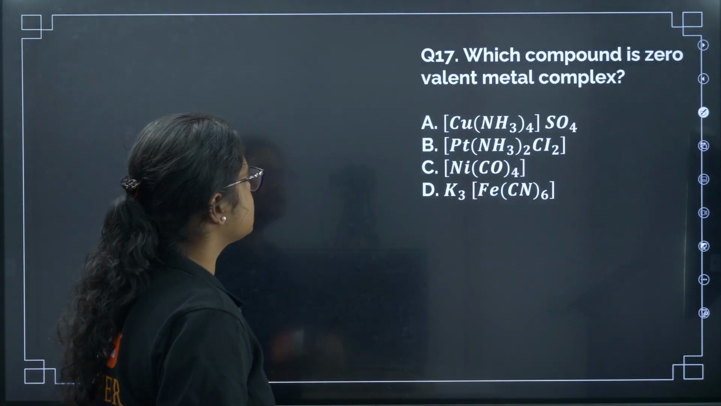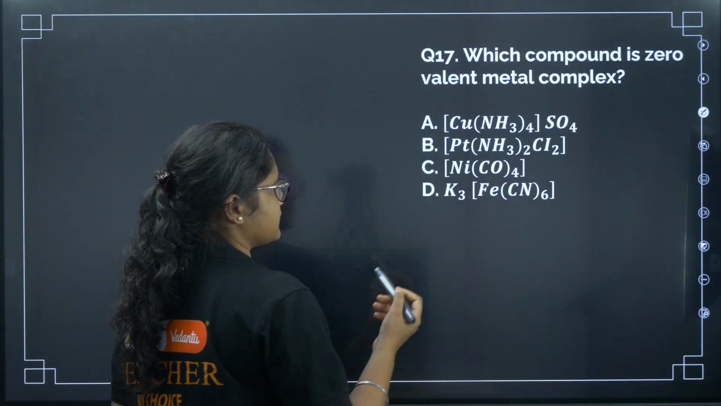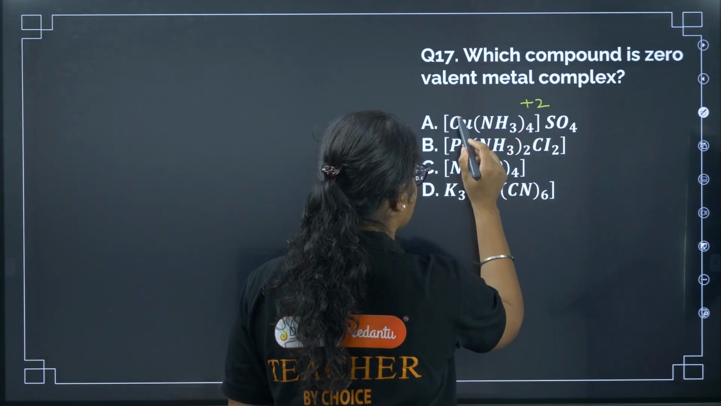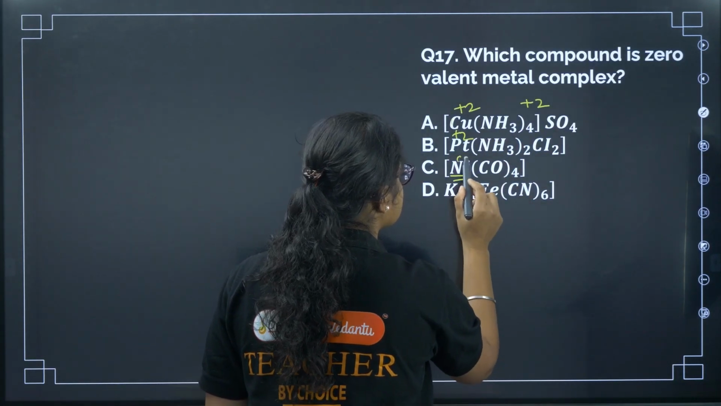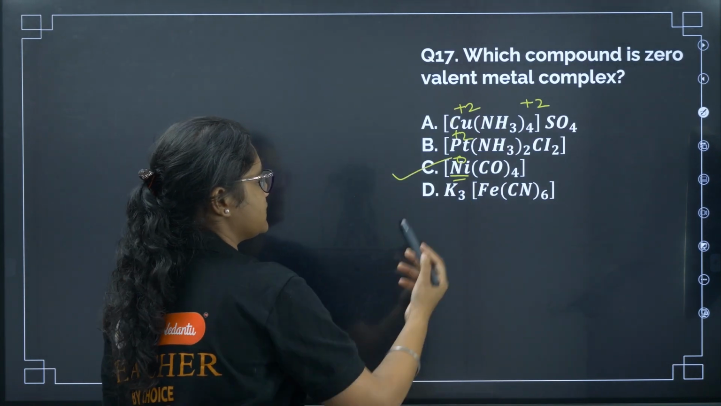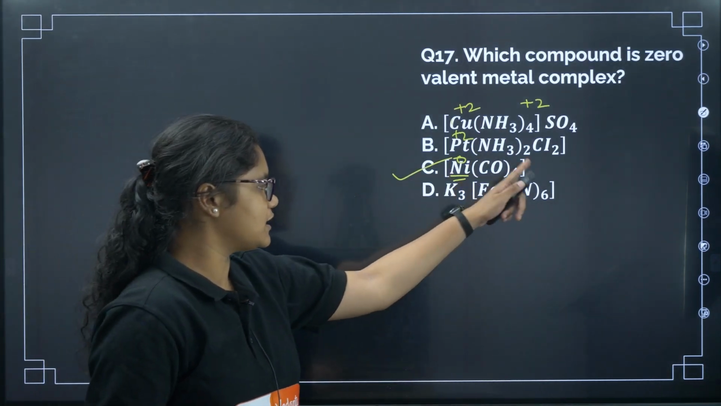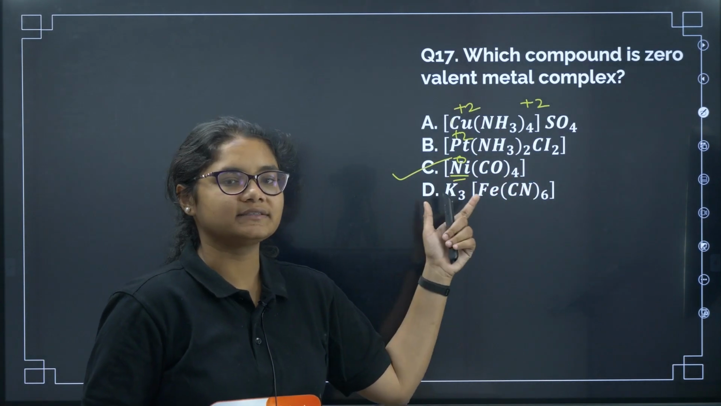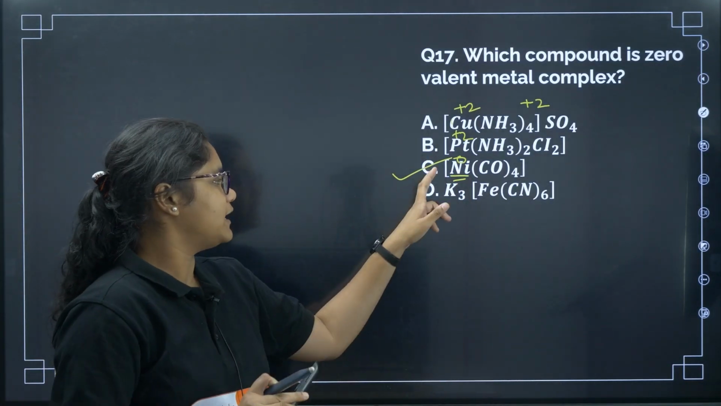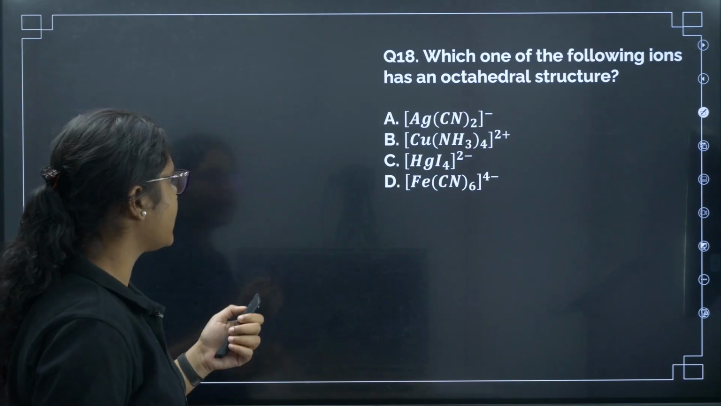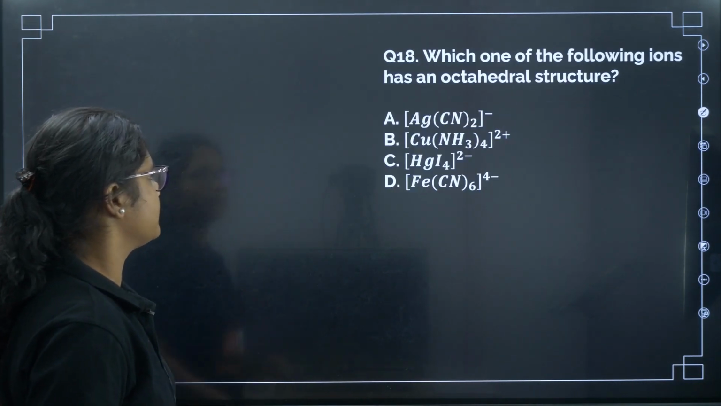Next, which compound is a zero valent metal complex? So here if you see, this is plus 2, so the metal charge is plus 2. Here also it is plus 2. Here it is 0. The correct answer for this question will be option number C. There is no charge on the complex, and CO is also a neutral ligand, so the metal will have 0 valency. Correct answer will be option number C.